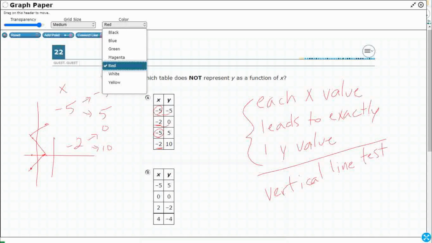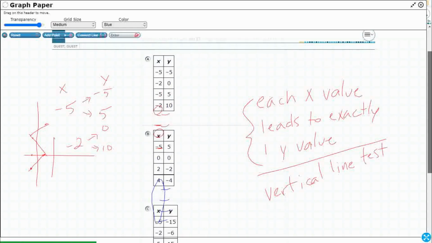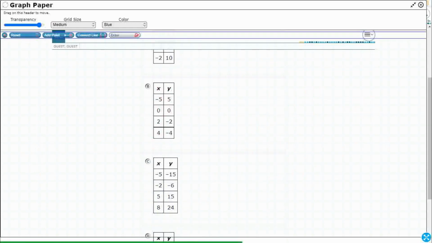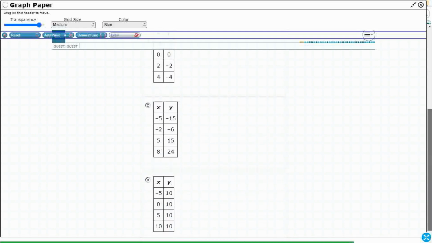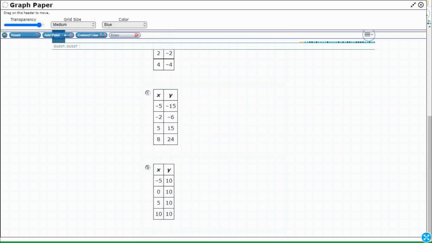Now let's check the others, because maybe if that's incorrect, we did something wrong here. So I've got -5 going to 5. That's fine. 0. All right, I'm not repeating any x's. That's all I'm checking. No x's are repeated, so we're good there. All right, we need to reset this so we can see what we're doing. Let's check our C right here. Okay, so I've got -5, -2, 5, 8. I mean, that's a simple thing. If you're not repeating x's, then you're going to be fine. Doesn't really matter what the y's are right here.